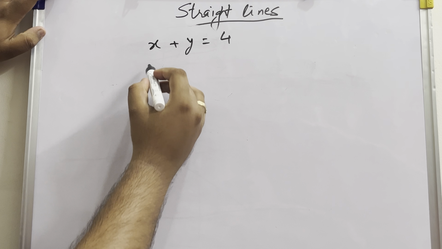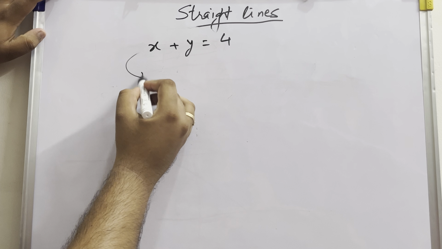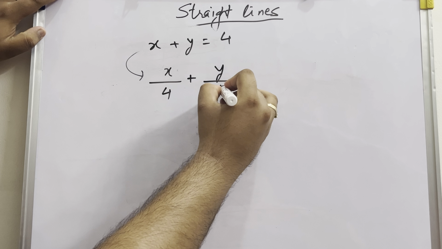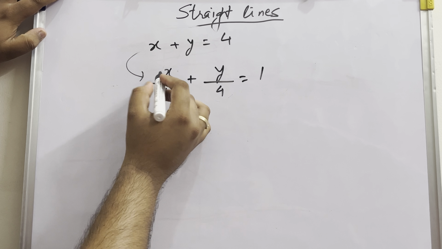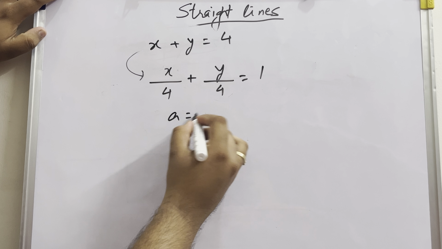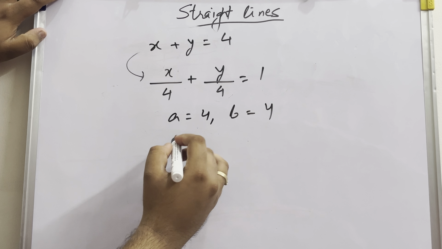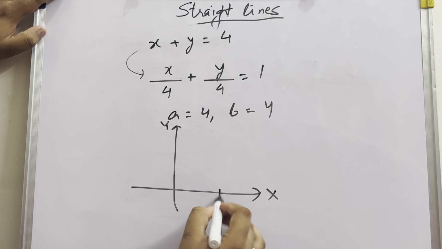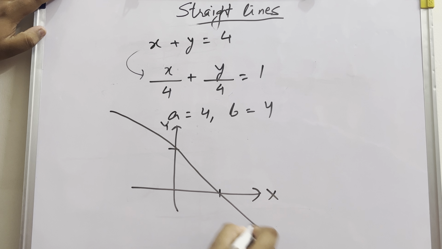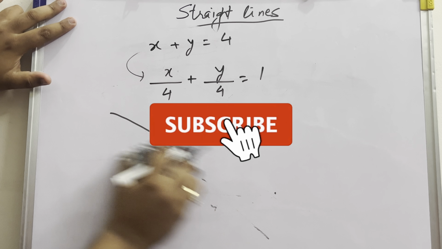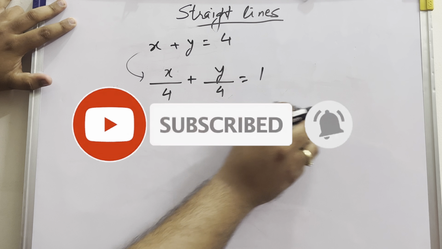So we will see this problem. I'll express this into intercept form. So x by 4 plus y by 4 equals 1. Now this is in the form of x by a plus y by b equals 1. a is 4, b is 4. Very simple, plotting it, x axis, y axis, 4, 4. Simply plot this. This is 4, this is 4. So this is the equation of the line x plus y is equal to 4. This is how simply you can plot the graph using the intercept form.